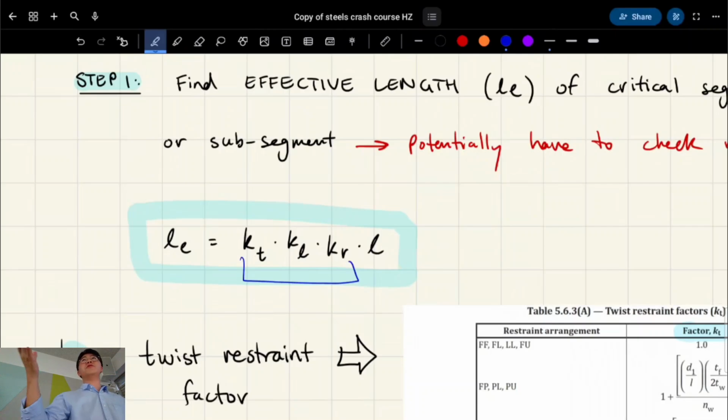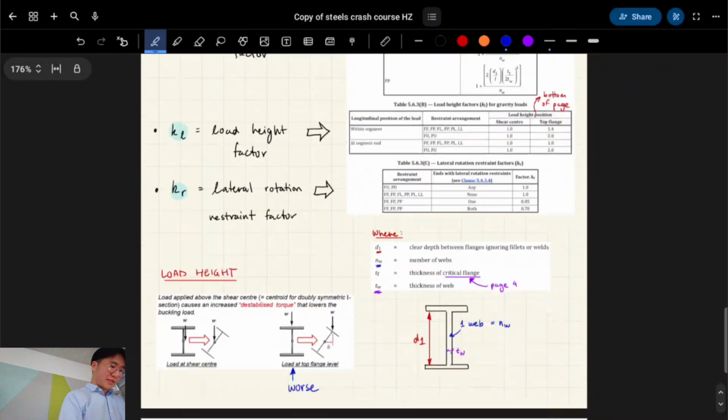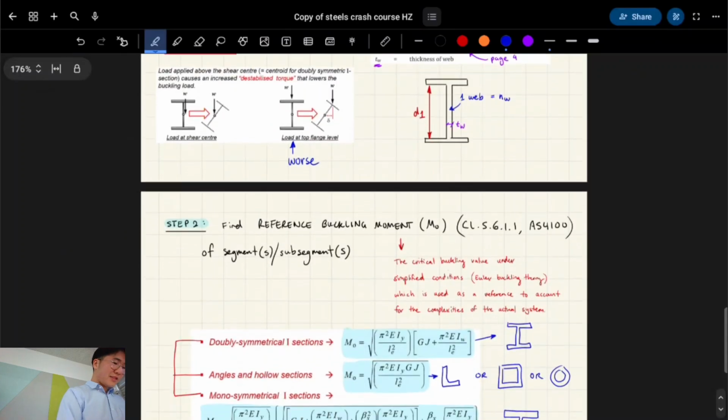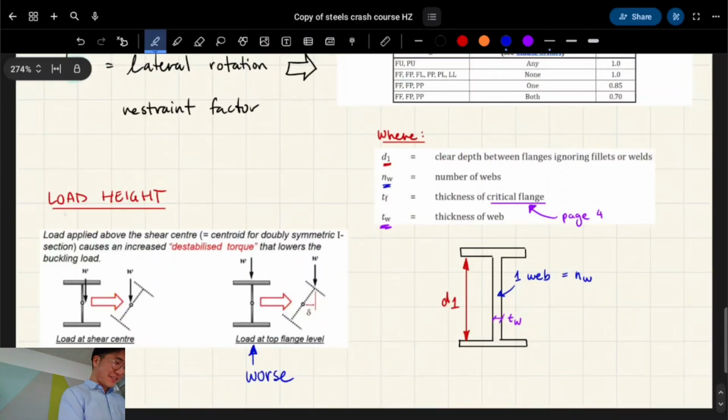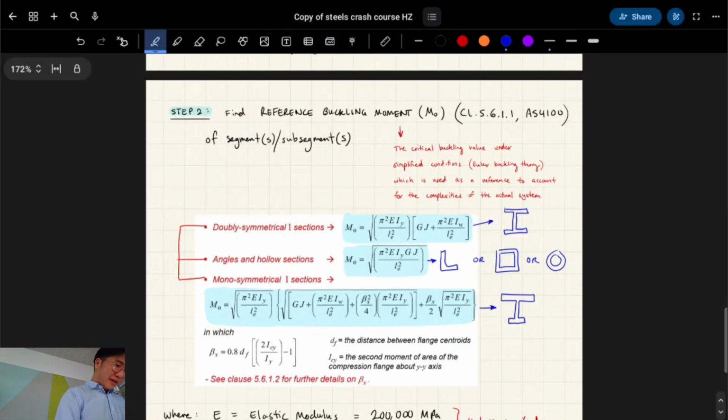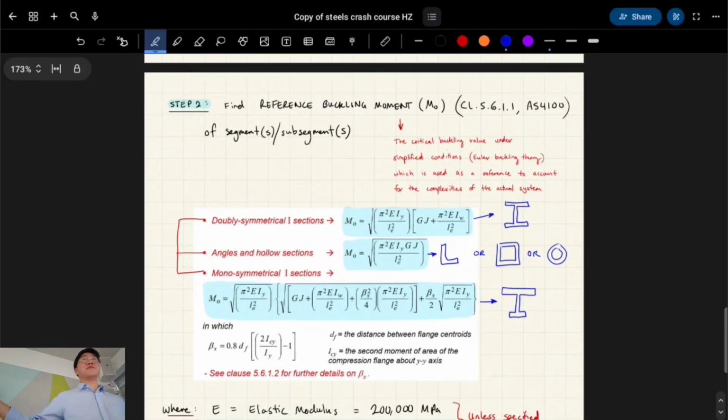There's load types and a bunch of random things. But that's what I'm saying. Flexure is one of the hardest topics essentially, because there's so many things to consider. Load height, like where the load is applied on your beam, things like that. And then another thing is reference buckling moment.